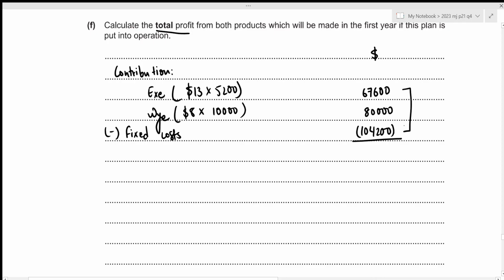After this, we get the profit or loss. So that's just going to be 67,600 plus 80,000 minus 104,200, which results in 43,400. And this will be our total profit. Alright, this concludes the sixth part. We can now move towards the seventh one.